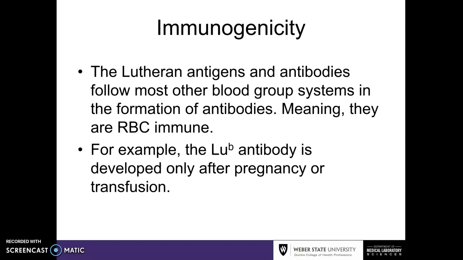So first, with the immunogenicity, the Lutheran system follows the same criteria as most other blood group systems, meaning that they are RBC immune. For example, the Lutheran B antibody is developed only after pregnancy or after transfusion of blood that is Lutheran B positive into someone who is Lutheran B negative.